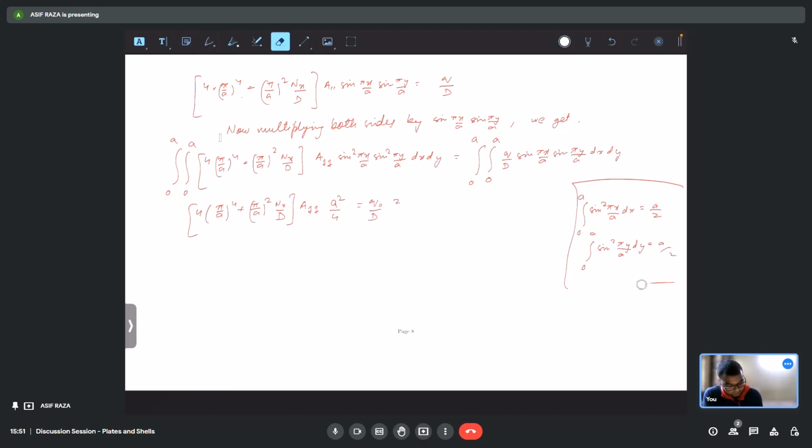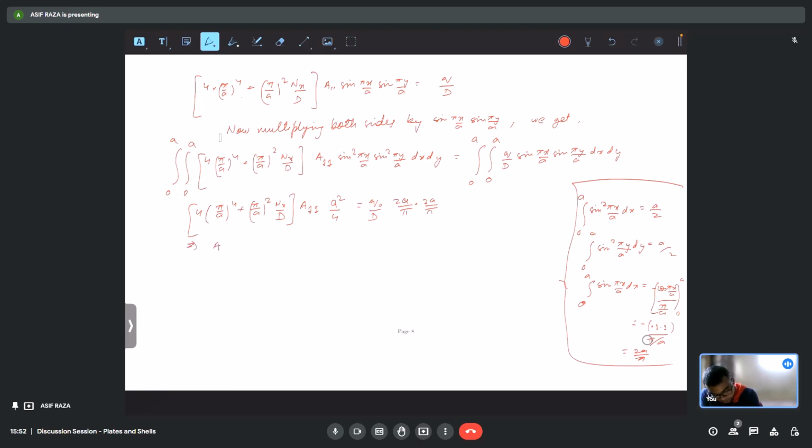Okay, so we can take the integral from 0 to a of sin pi x by a dx, which is equal to minus cos pi x by a divided by pi by a, from 0 to a. So cos pi is minus 1, minus 1, over pi by a. So this is equal to 2a by pi. So 2a by pi, 2a by pi.